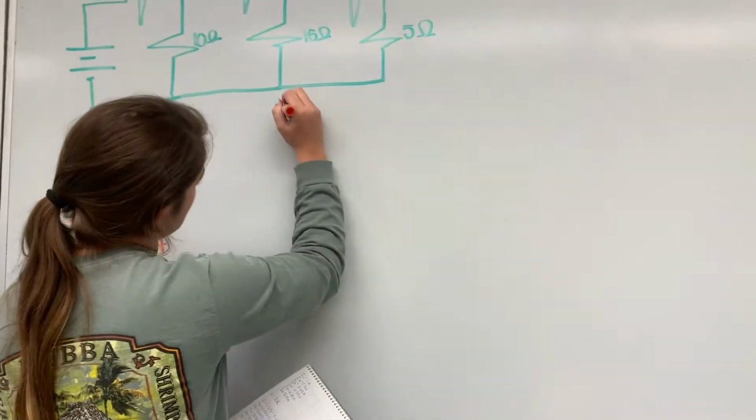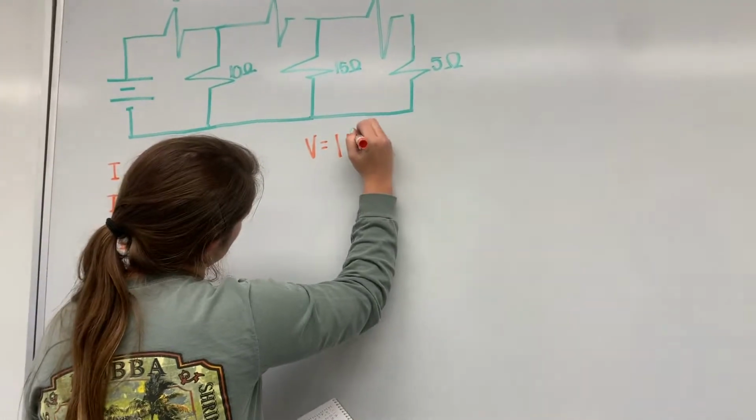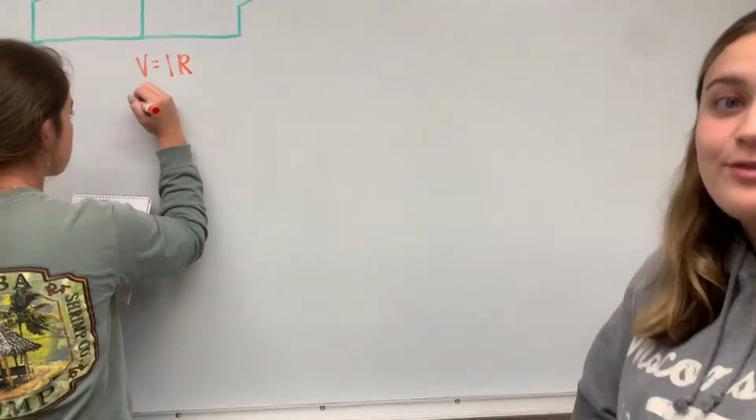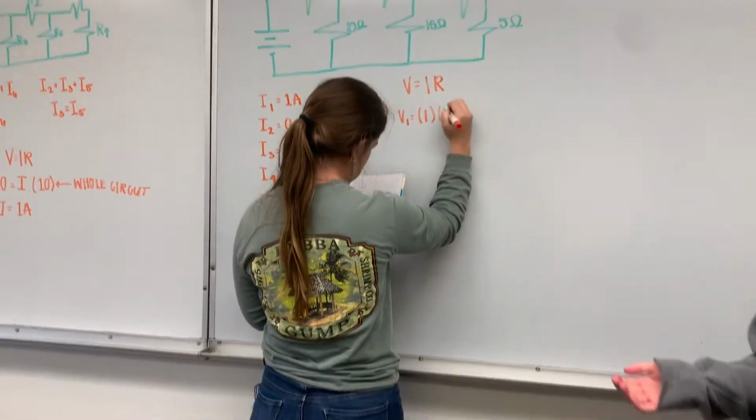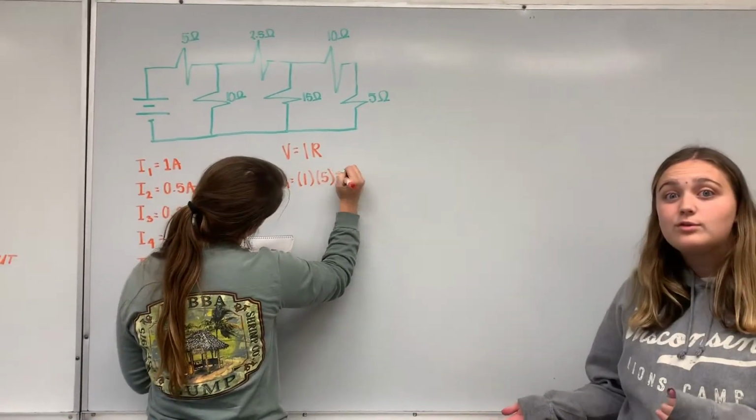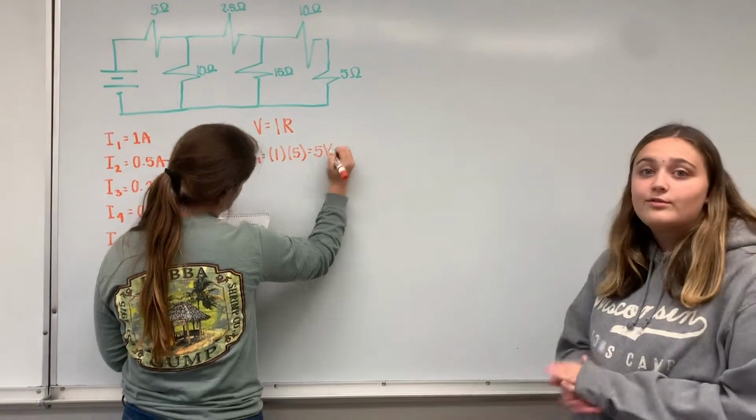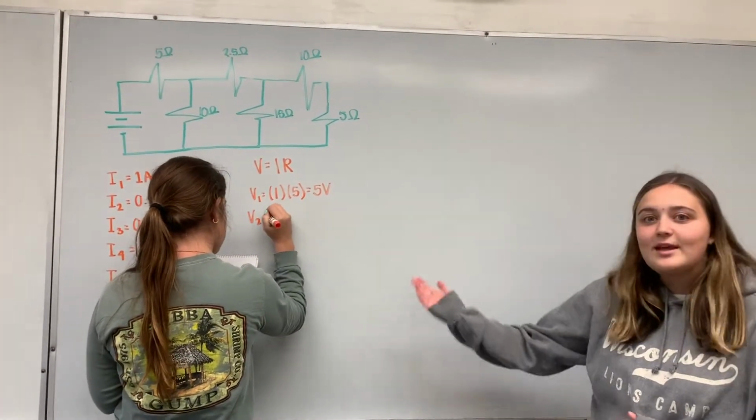So now when we are looking at finding the potential difference for each resistor, we're just going to plug in our already known values to find voltage. So this is Kitty doing it here.